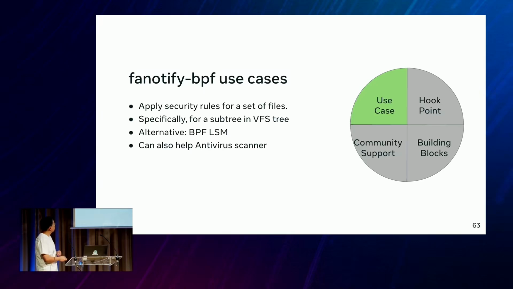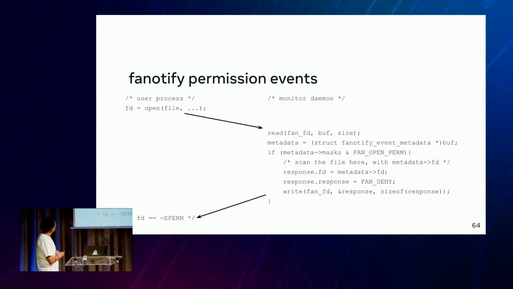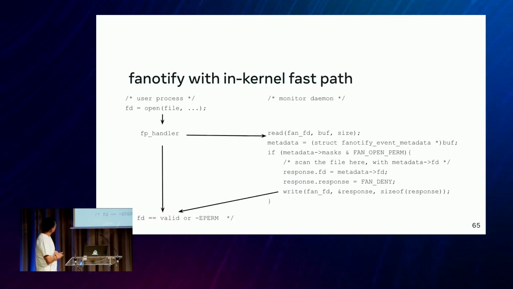So now I have the full story of my use case. I want to apply security rules to a set of files, and specifically for a subtree in BPF. And what we're doing can also help antivirus scanners if they want something. Imagine this permission event. We need to sleep, wake up, and go to sleep again. If we have something right here in BPF, we do not need to sleep. We make a decision, it's valid or it's denied. If the handler cannot make a decision, then we defer to the daemon, which is going to save us a lot of time.